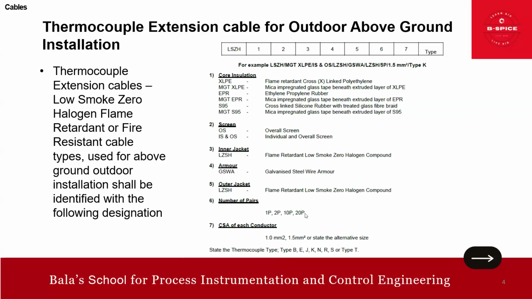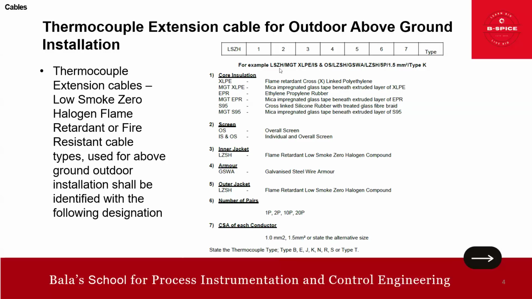1 pair, 2 pair, 10 pair and 20 pair. Okay, so this is for the thermocouple extension cable. Just remember, friends, this is extension cable. Then the cross section is 1 mm square or 1.5 square mm. Additionally, we also need to state the thermocouple type, whether it's B, E, K, J, N, S or type T. All these we need to specify.